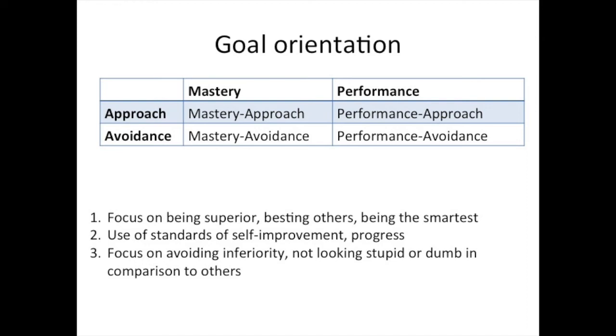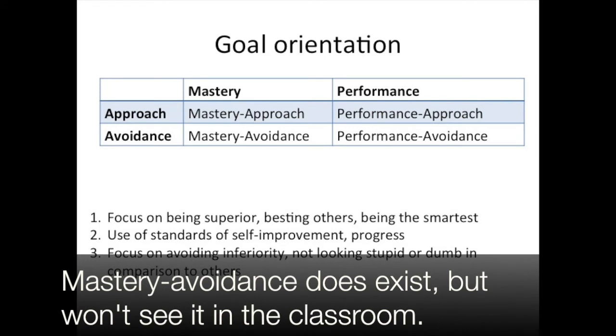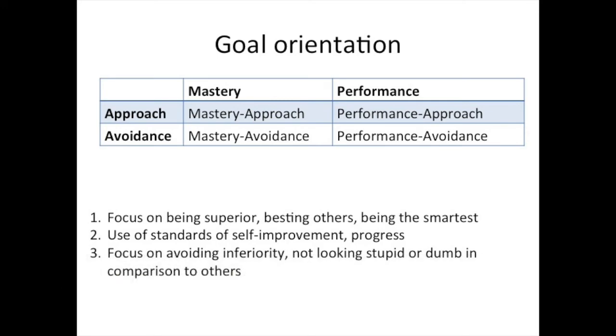Now, there is some debate as to whether there's actually a mastery avoidance orientation. Because if you want to master a task, you would always engage in it. But it's very rare, but some people say this would be like a professional athlete who decides to retire early or not compete in an event because they don't want to look bad compared to what they used to be. Not necessarily compared to the other people, but compared to what they used to be. So that's one you probably won't see in the classroom, but it's there in the theory.